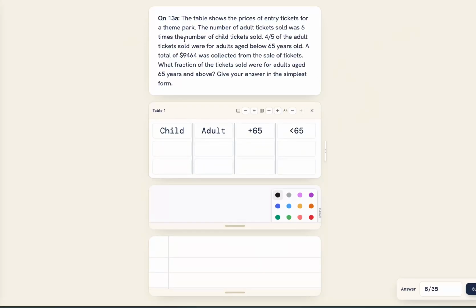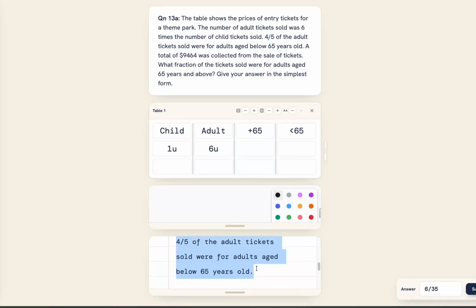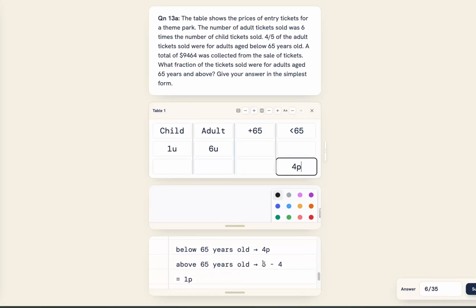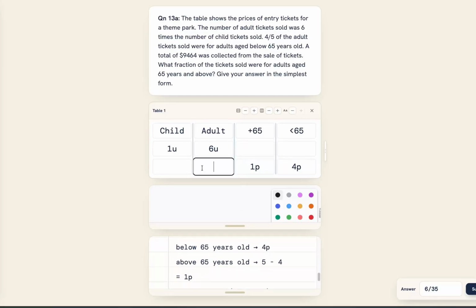Okay, so from the question itself, the number of adult tickets sold was 6 times the number of child tickets. So that means the total adults over here is 6 and the child is 1. Then from here, 4/5 of the adult tickets sold were adults aged below 65 years old. So that means we have to look over here, 4/5, right? Total below 65 years old is actually 4 parts. And then above 65 is not 5, it's actually 1 because it says here 4/5. So the remainder is 1 part, which means the total adults is 5 parts.